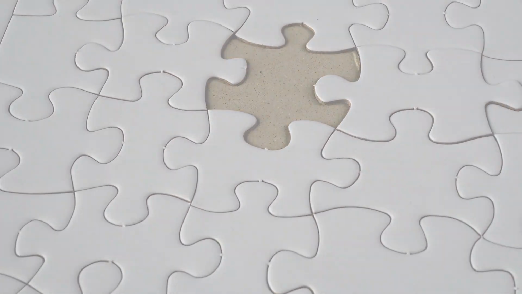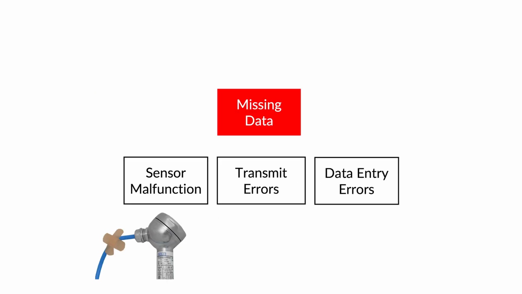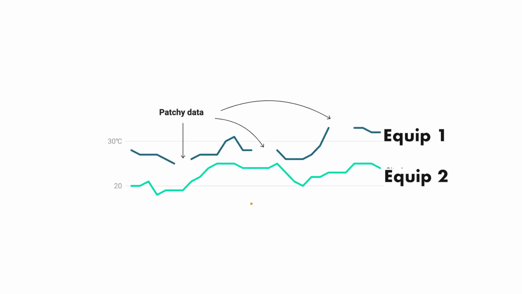Also, missing values. Gaps in data can occur due to reasons such as sensor failure, communication lapses, or even data entry errors by humans. Missing values can distort analysis and lead to incomplete or biased results.